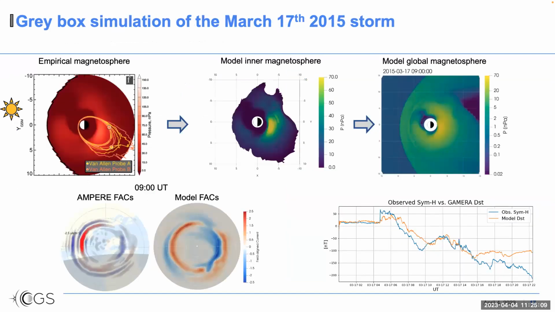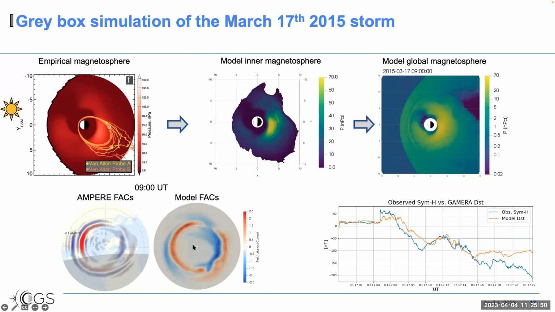And so I'll just show a quick example of using this gray box model on a simulation of the March 17th, 2015 storm. The DST is a time series, of course, but the rest of these panels are all showing their quantities at 9 UT in the storm. You can see in the DST panel that this is right around the first DST minimum here. Just as a recap, we're going from the empirical pressure, mapping it to the models and magnetosphere, and then adjusting that into the global magnetosphere solution here.